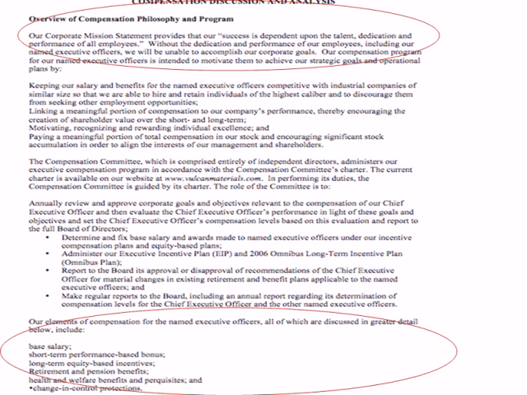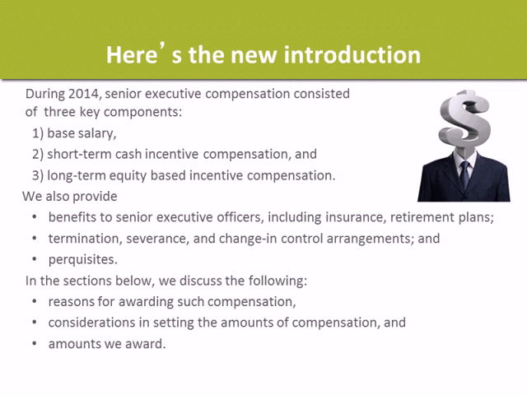So if you look at a revision that we did, you'll see how much improved it is because of these plain language strategies. So now the new introduction starts by saying that senior executive compensation consisted of 3 key components. So instead of that information at the bottom, we now have it at the top. We have it numbered. It's in a list that makes it easy for people to see. We then continue. We also provide benefits, information about termination and severance, and perks.